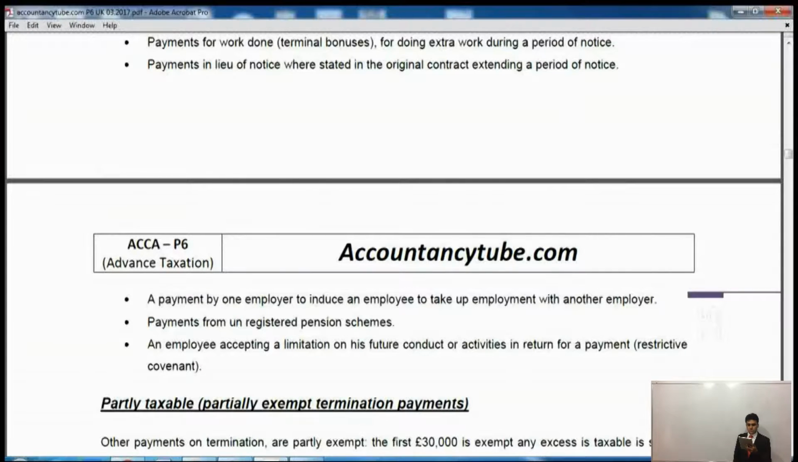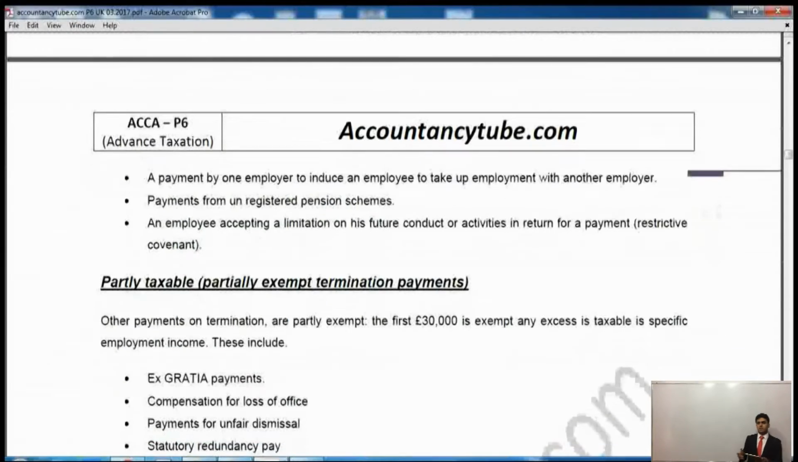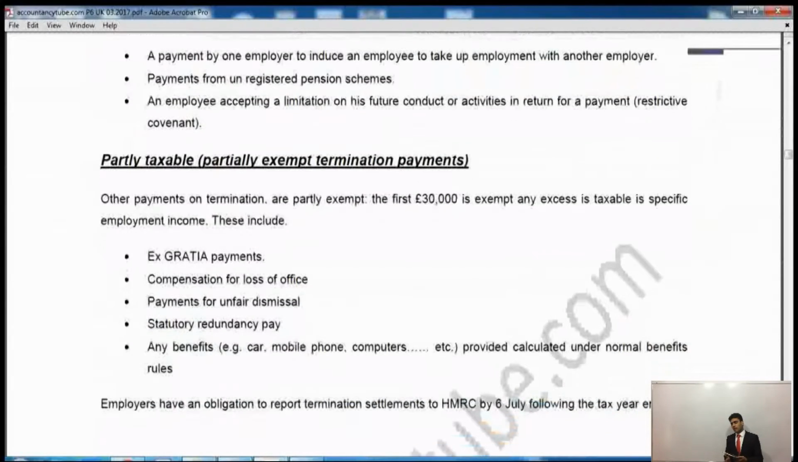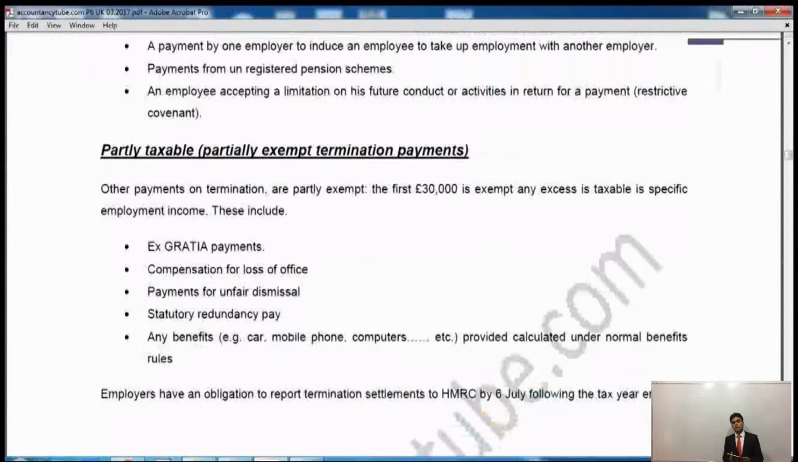Payment in lieu of notice, where stated in the original contract, extending a period of notice. Payment in lieu of notice is simply an amount where the employer says that you will have to leave the company, but gives you some notice. And when it gives you some notice, it also gives you some extra payment. That is also fully taxable.